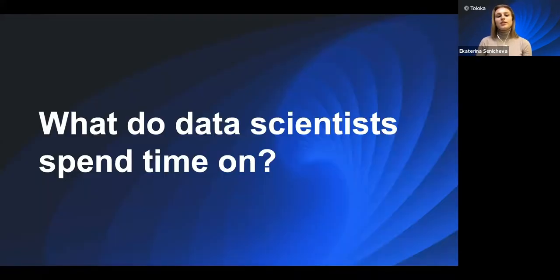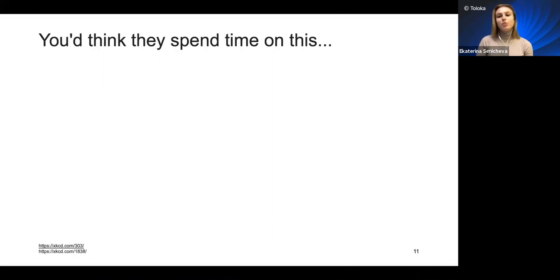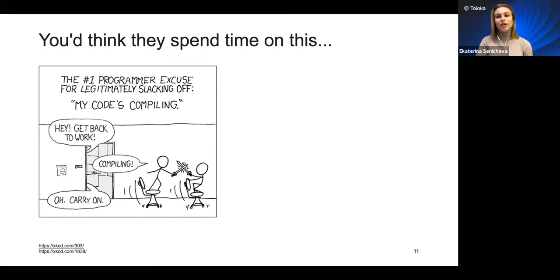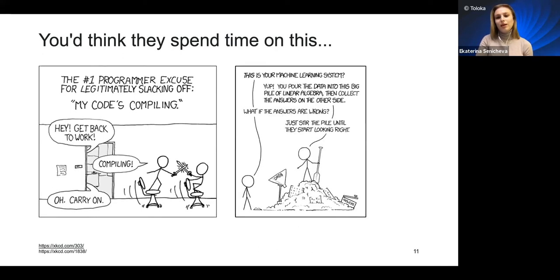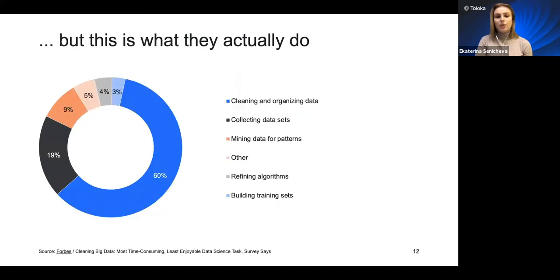So what do data scientists spend their time on? Because obviously these are the people who are dealing with data in any company. You might think that data scientists spend their time writing algorithms and improving these algorithms. Well, they are doing something funny, as you can see in this picture 1 and picture 2 subsequently. But it turns out that actually data scientists spend most of their time poking around on data. So 60% of a data scientist's time is spent on cleaning, labeling, and organizing data.